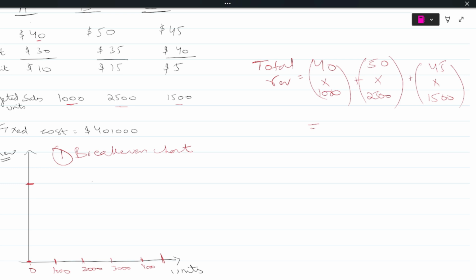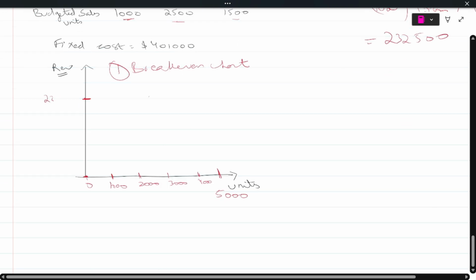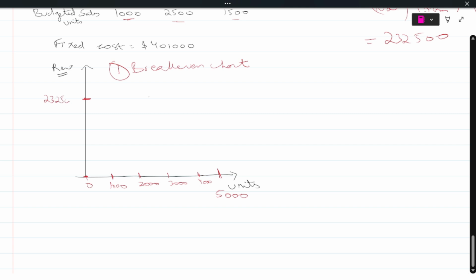40 times 1000 plus 50 times 2500 plus 45 times 1500. So that is 232,500. Okay. So we're going to come to our y-axis and we're going to write the maximum revenue, which is 232,500. Okay. This is 0. This is 232,500. You can break the scale of the y-axis in whatever way you like, right?